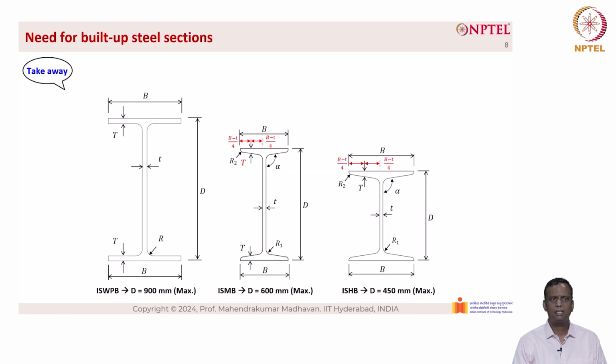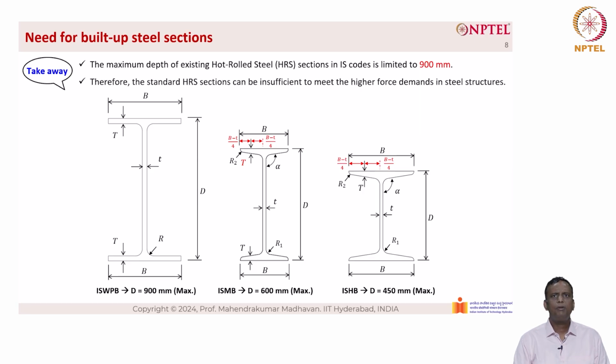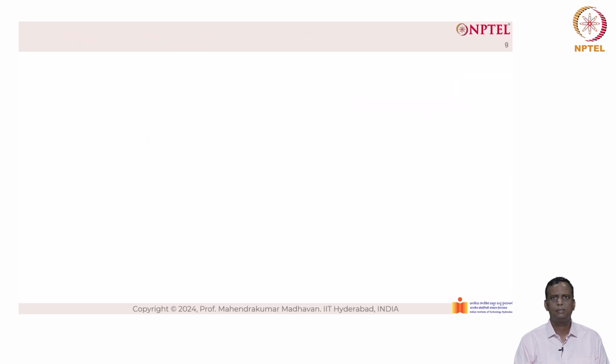The takeaway here is that the maximum depth of the cross section that we can get from a standardized steel section is basically 900 mm. So the hot rolled steel sections in IS codes are limited to 900 mm. What we are trying to say is that the standard HRS sections can be insufficient to meet the higher force demands in steel structures. When such is the case, how do we go about it? The solution is to go for built-up steel sections.